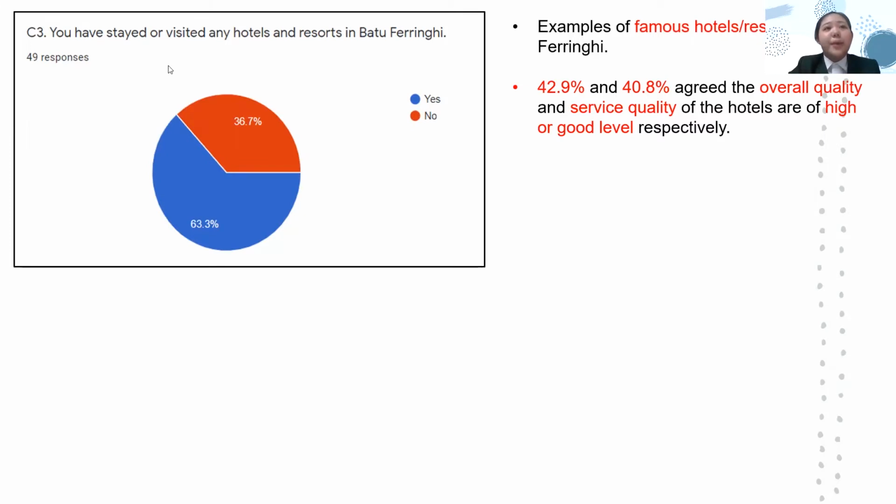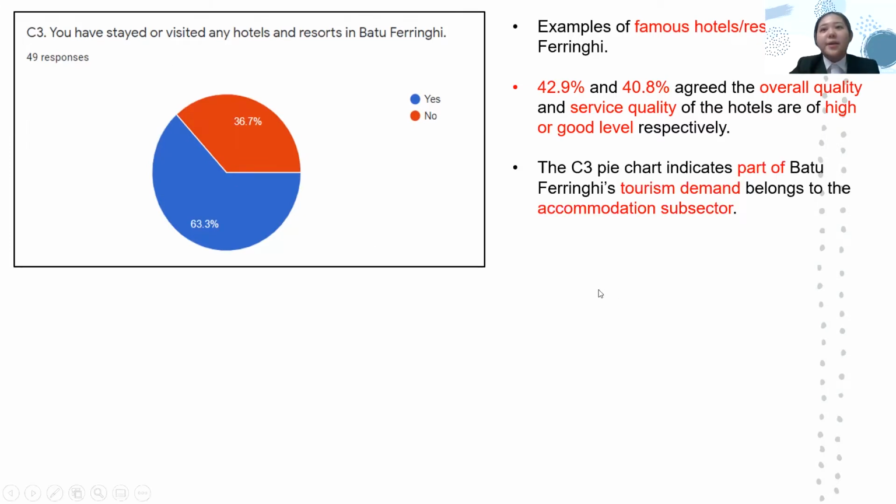So the pie chart on the left indicates that part of Batu Ferringhi's tourism demand belongs to the accommodation subsector, which means most of the domestic tourists usually visit the hotels or stay at the resorts at Batu Ferringhi for staycation, because due to the lockdown, people now cannot travel overseas, so they decide to have a staycation at the resorts at Batu Ferringhi.